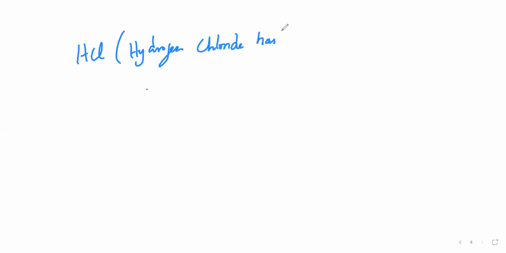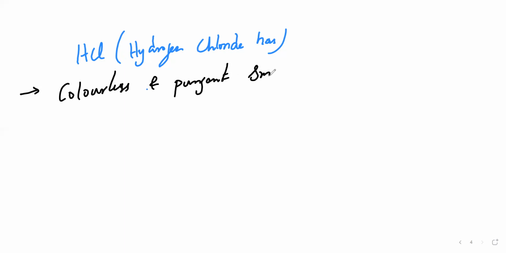Now coming to another important thing, HCl. Very important. Hydrogen chloride gas. One of the most important properties of this is that it is colorless and it is a pungent smelling gas. Very important. For the entrance exam, they can ask about the pungent smelling gas.